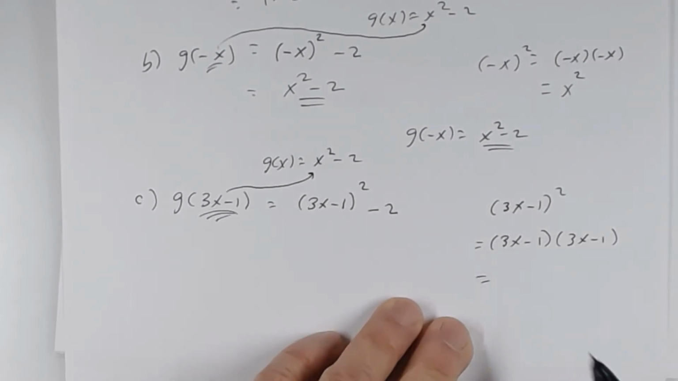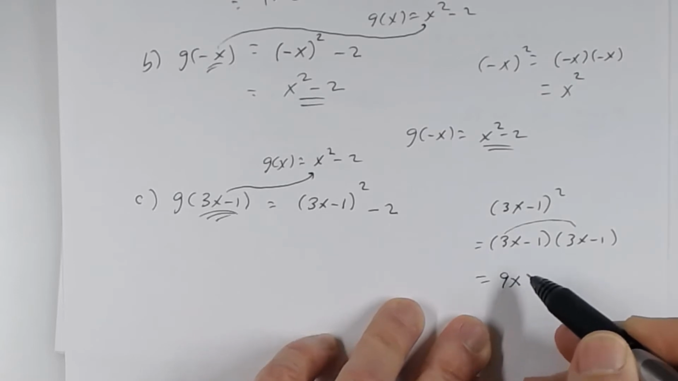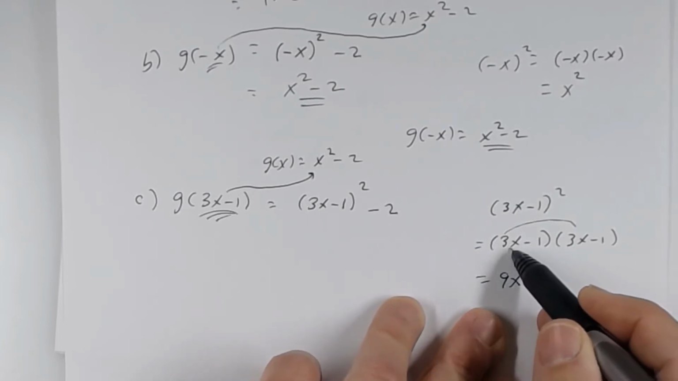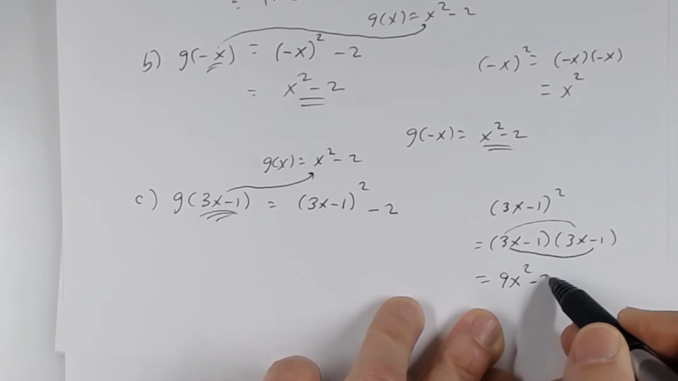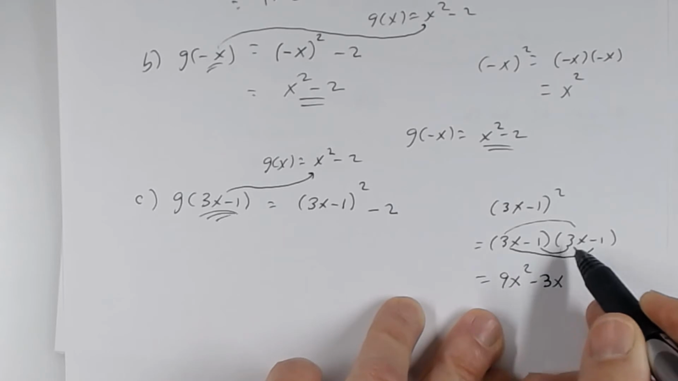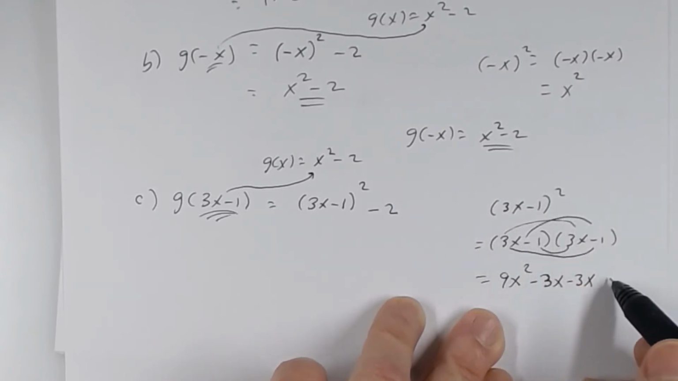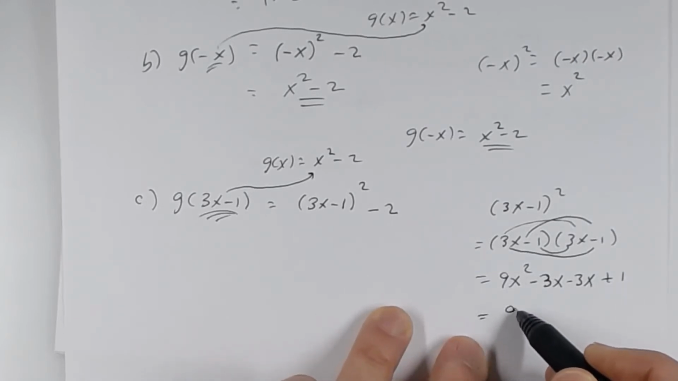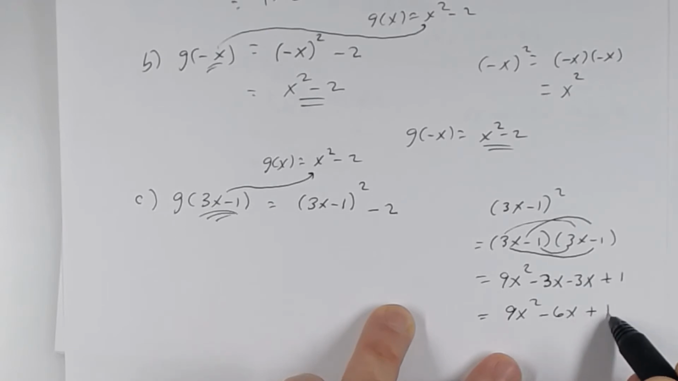So let's FOIL. What's 3x times 3x? 9x squared. What's the outer? Negative 6x. Negative 3x. What's the inner? Negative 3x. And what's the last? Positive 1. When I combine like terms, what do I get? 9x squared minus 6x plus 1.